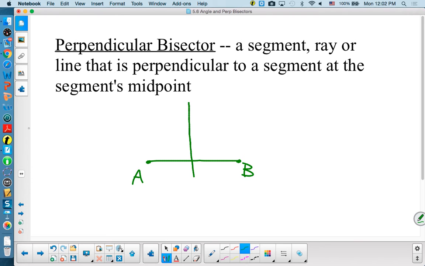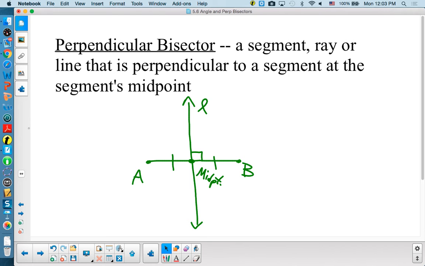Okay, so this line, L, is perpendicular and bisecting, meaning that this point is the midpoint of segment AB. If that were not the midpoint, it would just be perpendicular. If it was not forming a 90-degree angle but went through the midpoint, it would not be perpendicular. So you've got to have both parts together to make a perpendicular bisector.